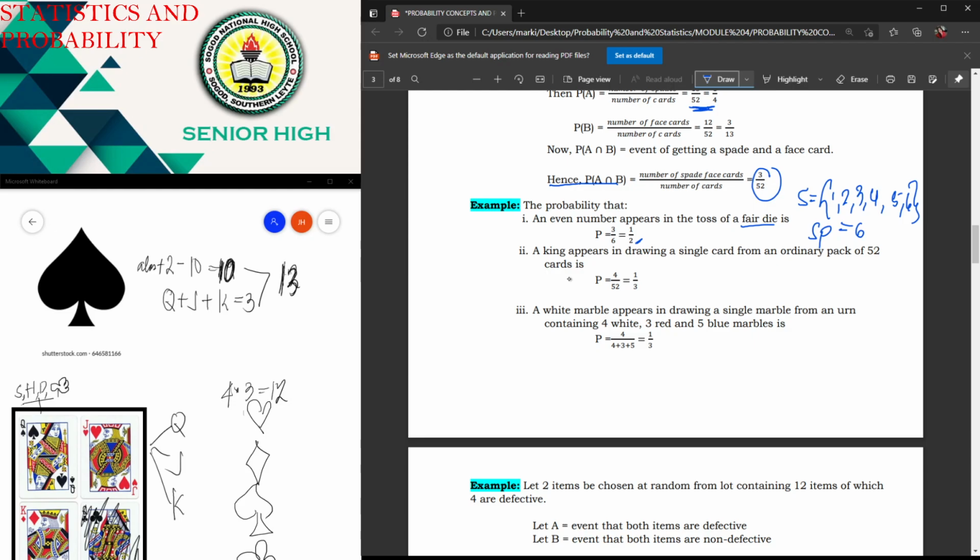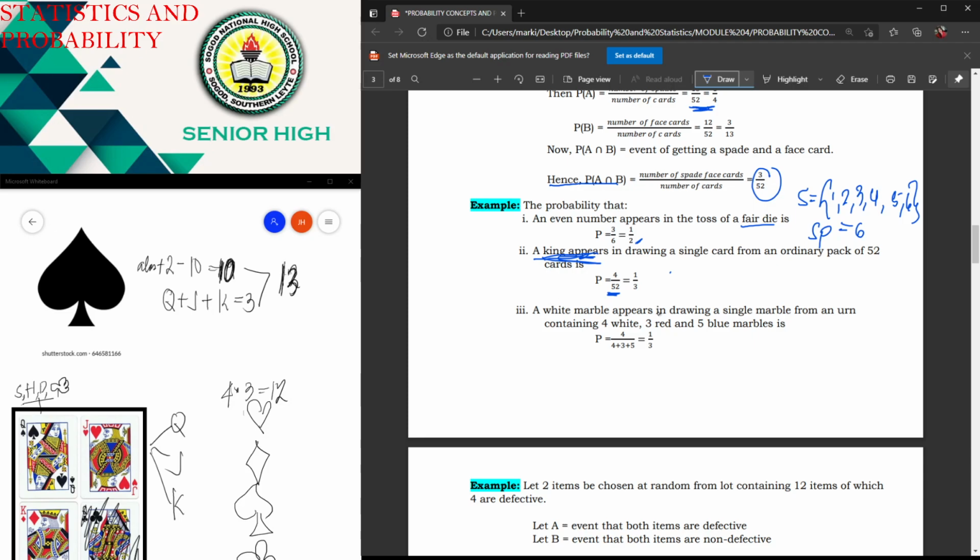Okay, next is a king appears in drawing a single card from an ordinary pack of 52 cards. So when you say king appears, it doesn't matter if it is a heart, a spade, a diamond, or a club. Basta king, so meaning there are 4 shapes, so we have 4 over 52, or that is equal to 1/13. Okay, that is the probability.